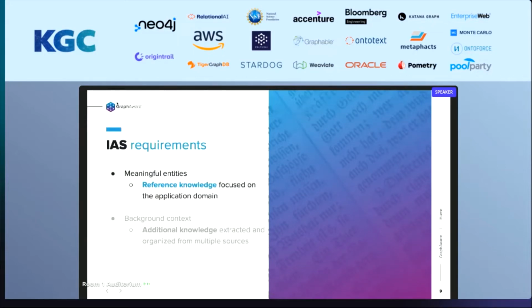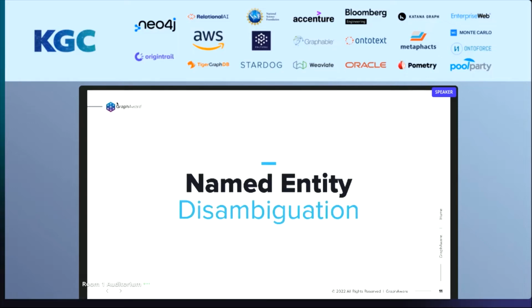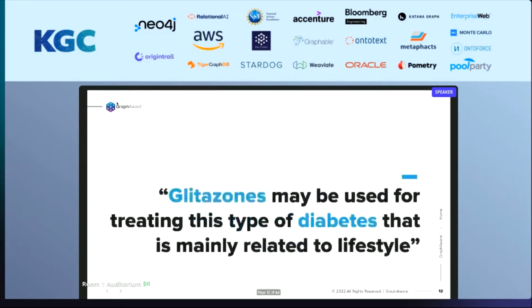So basically, we described the role of knowledge graph to build intelligent systems. We described the need of technological ecosystems, and considering our first requirement, so basically the reference knowledge focused on the application domain, the main question is how to link detected entities within the text to this reference knowledge. Named entity disambiguation is the task to perform this linking step from a mention within the text to entities located in the reference knowledge. And in order to have a better intuition on named entity disambiguation, consider a specific example in the healthcare domain.